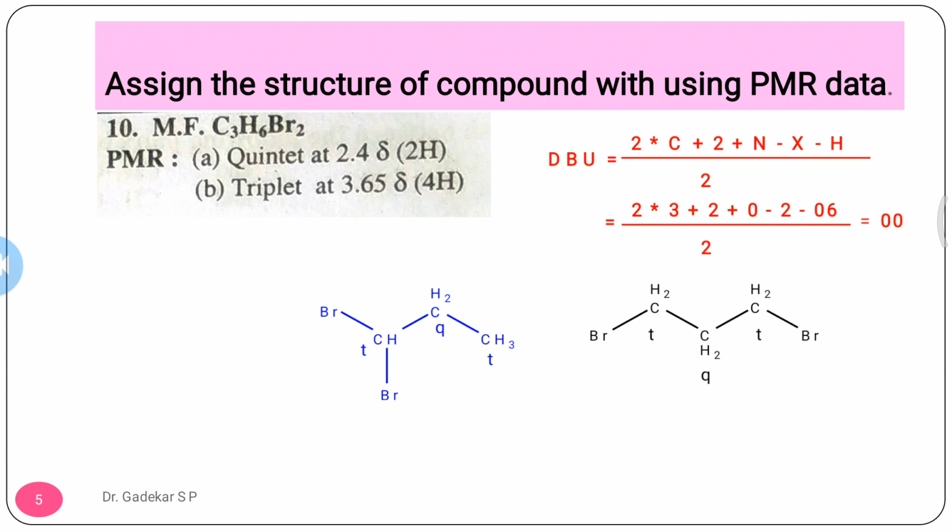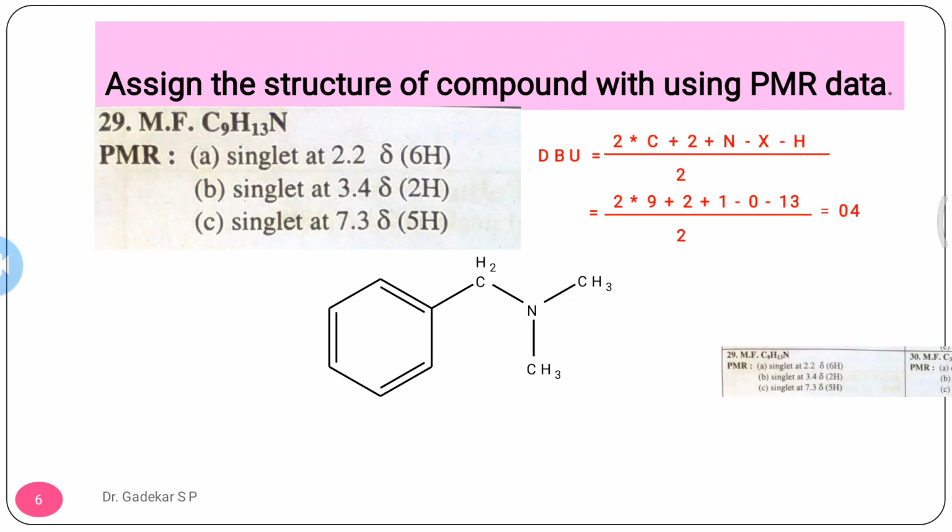But a quintet at 2.4 delta, 2 hydrogens, is possible, like BrCH2CH2CH2Br. So this black color structure is possible and not blue. So next example, assign the structure of compound using PMR data. 29th example. Molecular formula is C9H13N. It is an example of a compound containing a nitrogen atom.